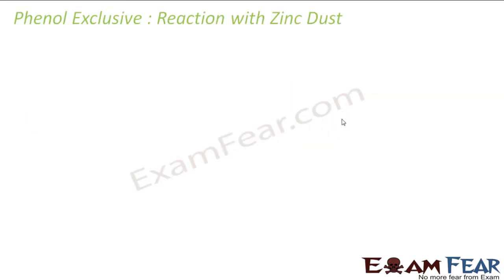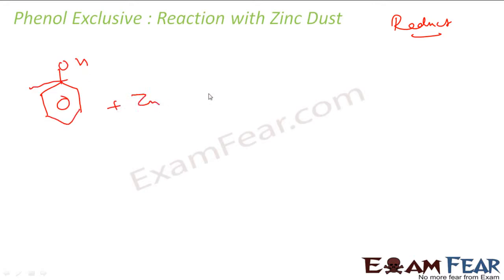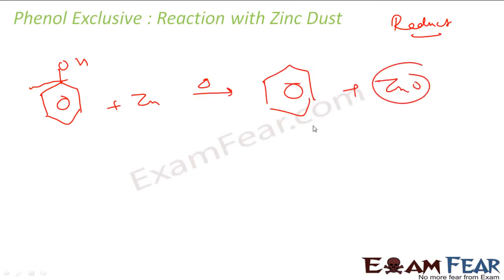Let's see the reaction with zinc dust. So it'll go for reduction. At high temperature I have this phenol, I have OH, this bond will break. Zinc at high temperature, I'll get benzene ring back. This is the reaction that will happen with zinc dust.